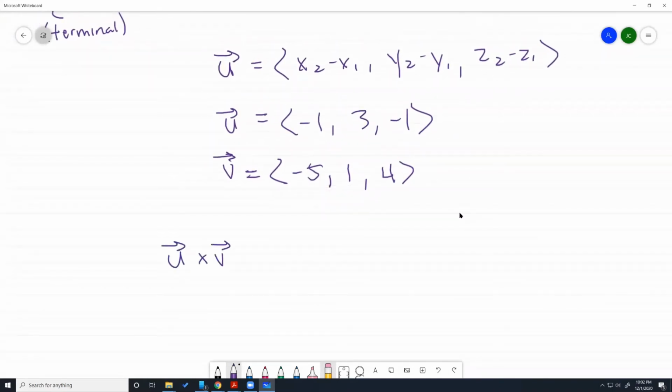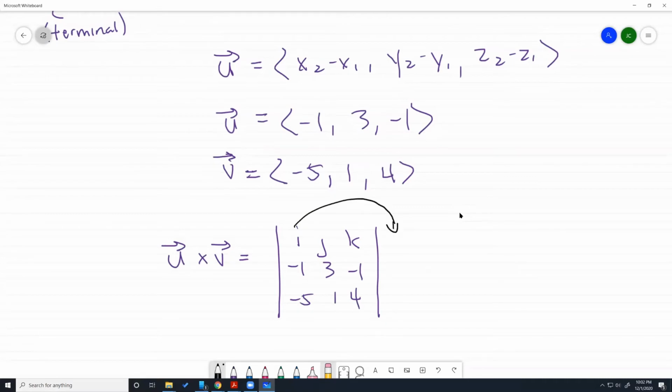of u and v. Here's a special determinant way I'm going to show you guys. I showed it in this other video where you had to find the unit vector of the cross product of a vector. You're going to copy and paste this column. So you've got i, -1, -5. Same for the second column. Paste it here, j, 3, 1.